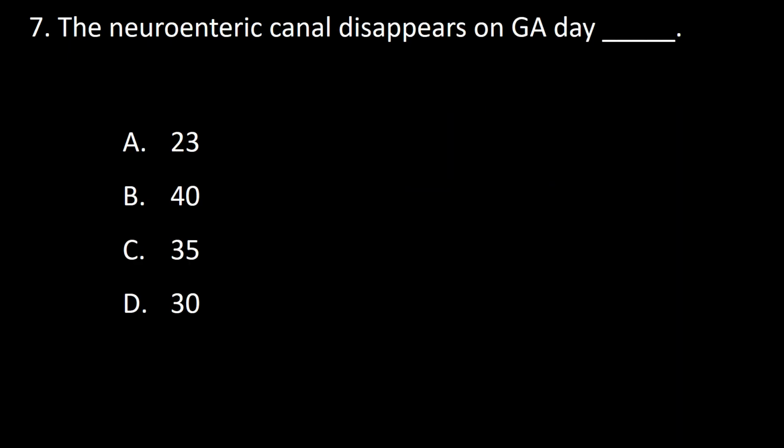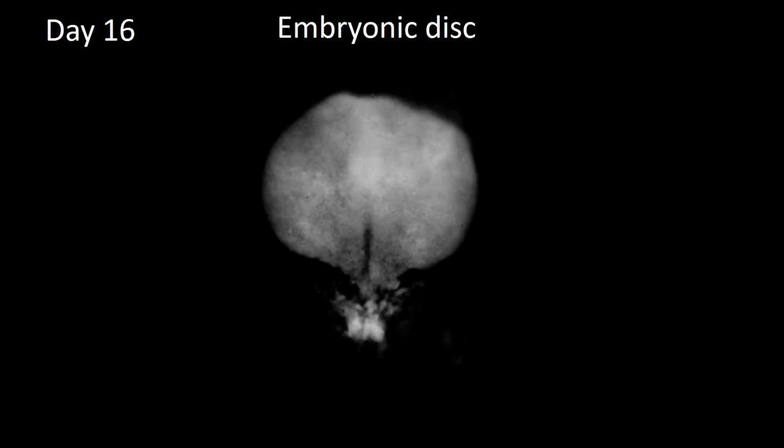Next question. The neuroenteric canal disappears on gestational age day: A, 23; B, 40; C, 35; D, 30. This embryonic disc appearance corresponds to a 15 to 18 days gestational age embryo. For the sake of our discussion, we will assign to it day 16.